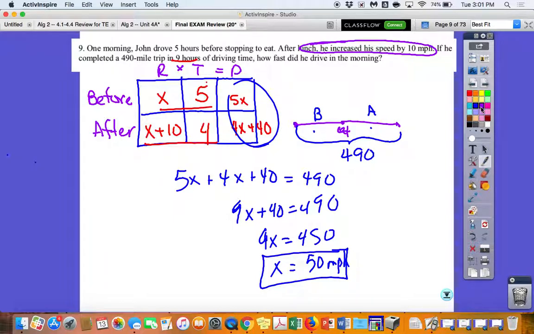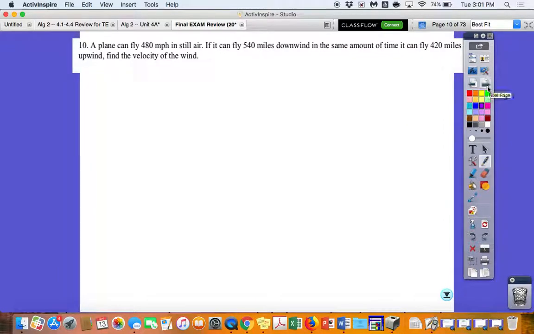Just verify that you answered the question, because before is what is marked as X. X is what we found, so we found before. It did ask for morning, so we're good. If it had asked for afternoon, we would have needed to add the 10. So always verify that you answered the question that was posed to you.